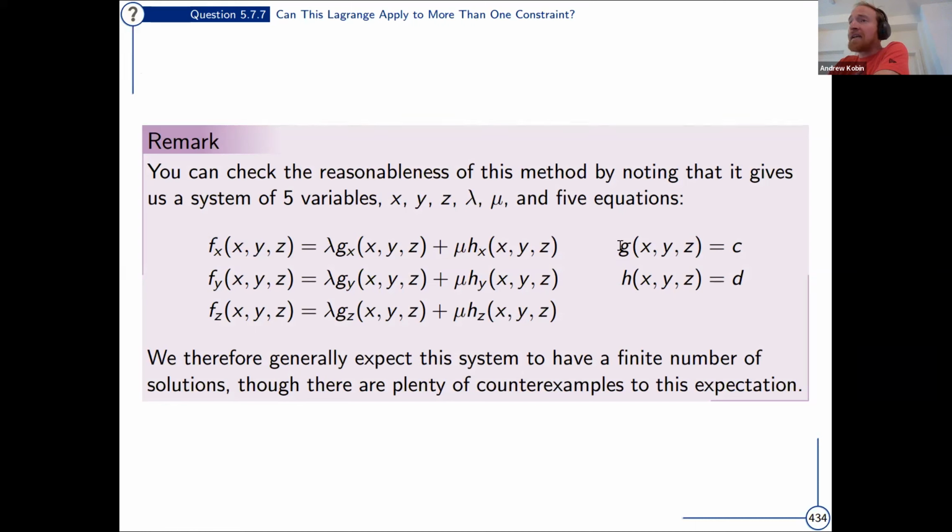We also have the 2 constraining equations. g is set equal to c, h is set equal to d. This is 1, 2, 3, 4, 5 equations, and we have 5 variables, x, y, z, and the unknown parameters lambda and mu. So in general, we should expect there to be solutions to this and even a finite number of solutions. Although in general, there are lots of situations where no solutions or infinitely many solutions are possible.